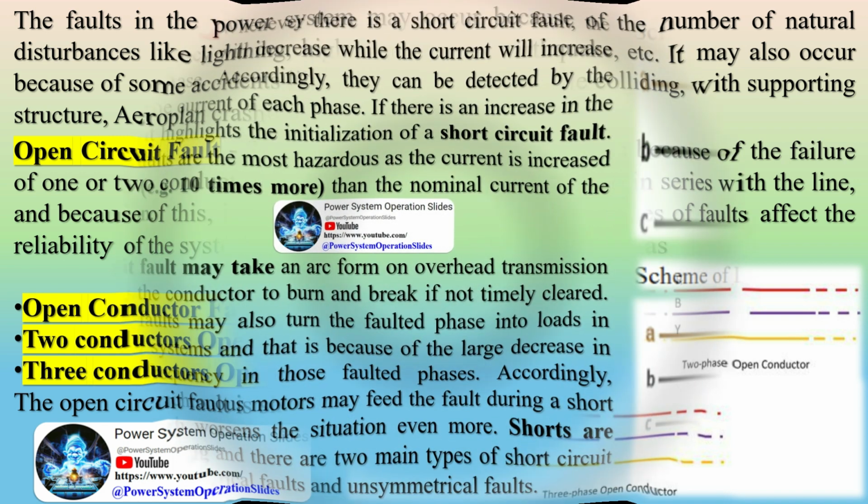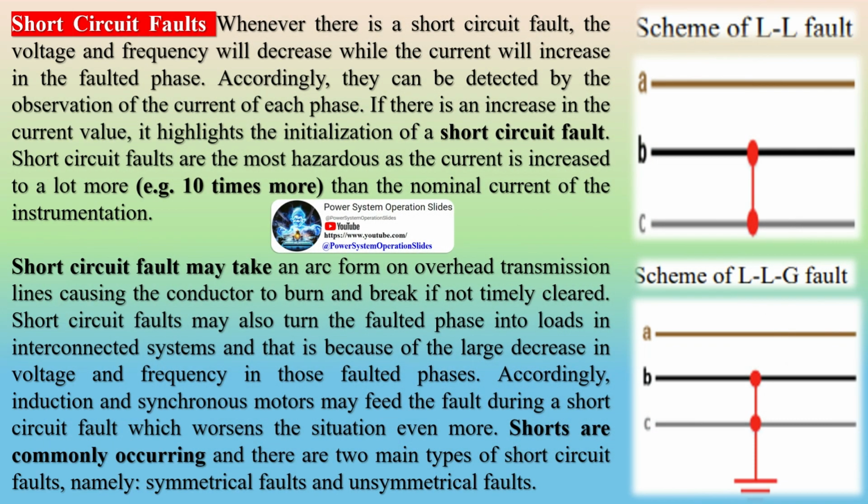Short circuit faults. Whenever there is a short circuit fault, the voltage and frequency will decrease while the current will increase in the faulted phase. Accordingly, they can be detected by the observation of the current of each phase. If there is an increase in the current value, it highlights the initialization of a short circuit fault. Short circuit faults are the most hazardous as the current is increased to a lot more, e.g. 10 times more than the nominal current of the instrumentation.